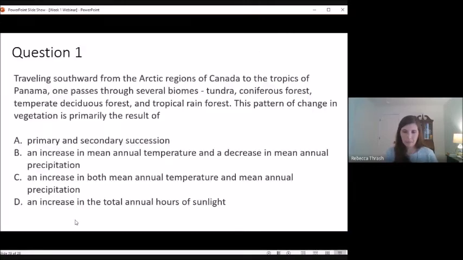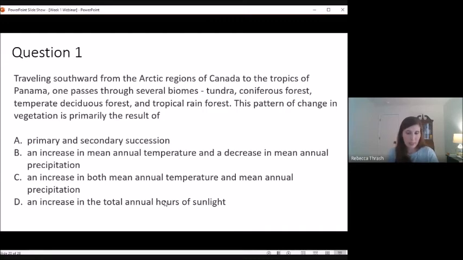All right. So let's get into some questions and look at what types of questions you might see on the exam or a unit exam. So question 1: traveling southward from the Arctic regions of Canada to the tropics of Panama, one passes through several biomes: tundra, coniferous forest, temperate deciduous forest, and tropical rainforest. This pattern of change in vegetation is primarily the result of, so let's look at our answer choices.